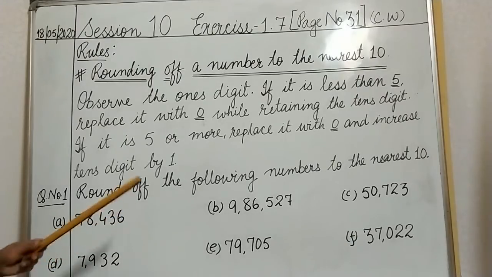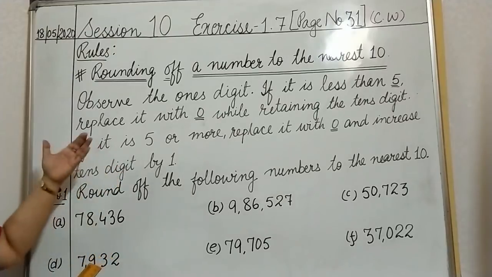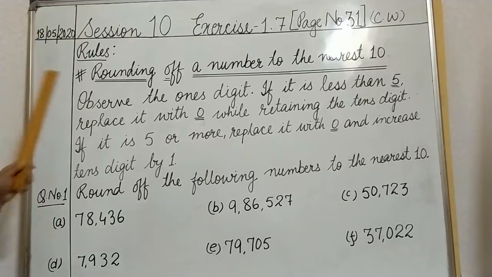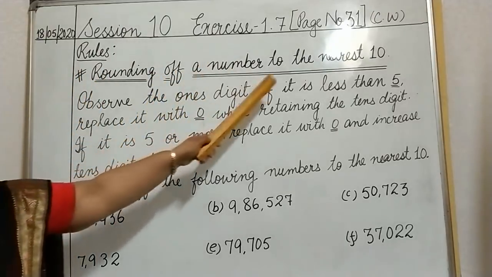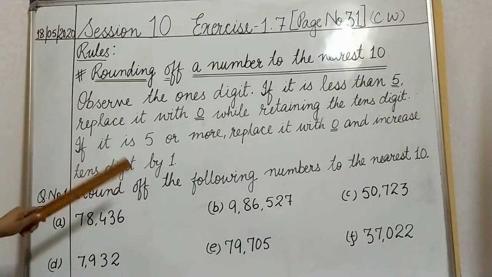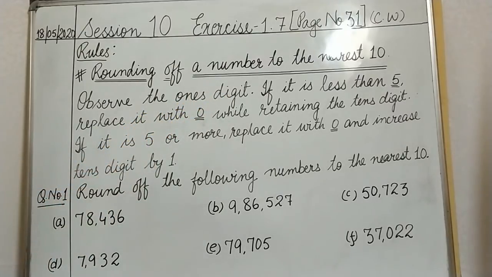Before we begin with the questions, I have written the rules for all of you, children. It is already given in your book also, but I want that side by side we read this out and see how these rules are implemented on the questions. We will see it together. So, ready for the first rule, rounding off a number to the nearest 10? We will read the rule. Observe the ones digit.